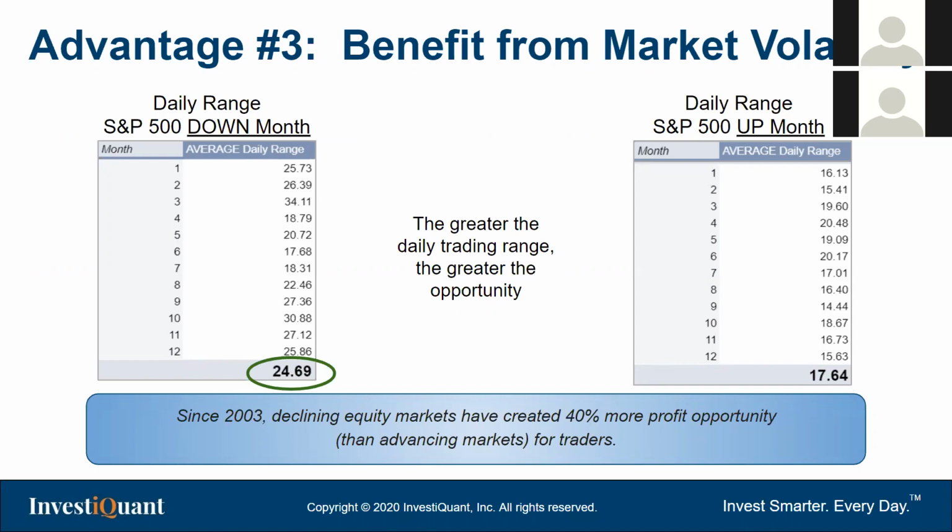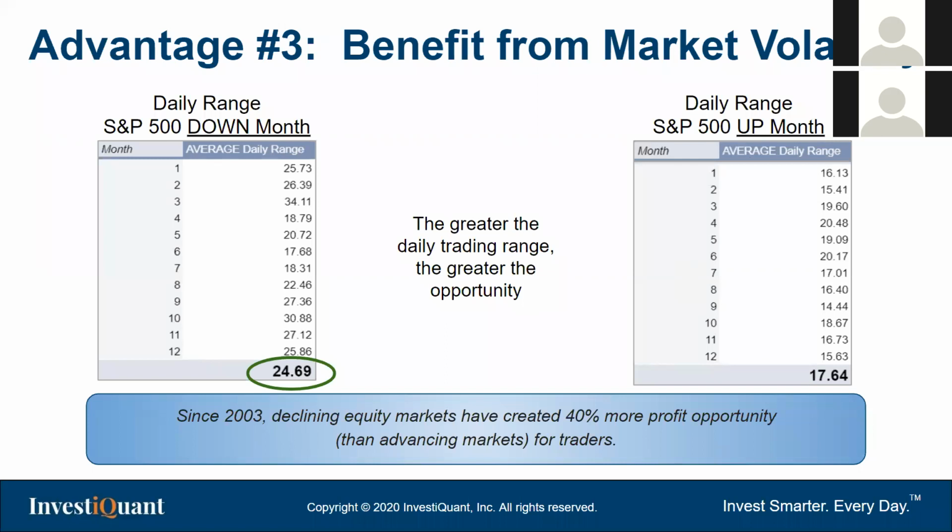And that difference is the opportunity that takes place within the market. So on the table on the left, we've got the daily range of the S&P 500 for a down month. We've got the months January through December here, and then the average daily range for that month. And you've got the total down here at the bottom versus an up month.